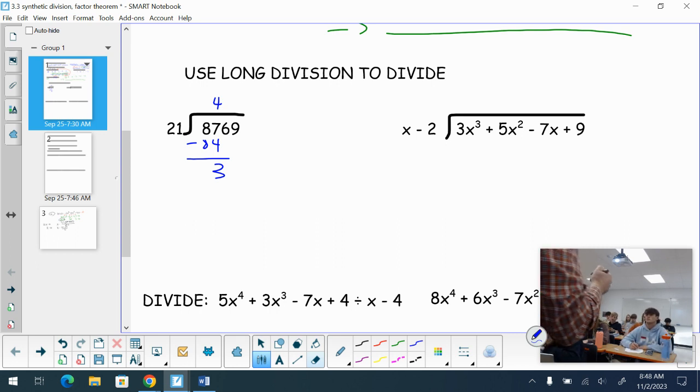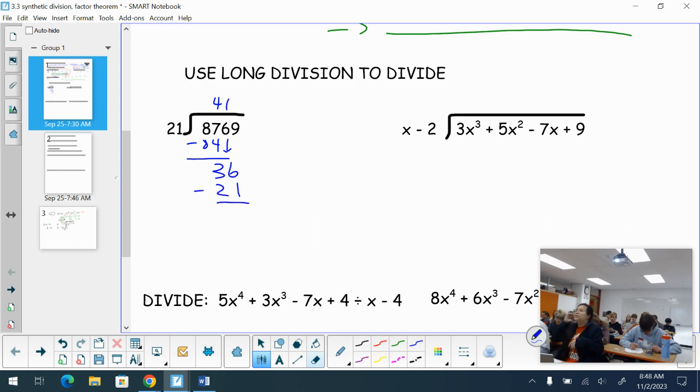Okay. What do we do next, Connor? We subtract it down. We got the 3. What's the next thing we do? Oh, yeah. Carson, my bad. Bring 6 down. We bring the 6 down, and we go through the exact same process. How many times does 21 go into 36? That's what, Callista? 1 time. And then what do we do? 1 times the 1, which is 1. 1 times the 2, which is 2. And then we subtract.